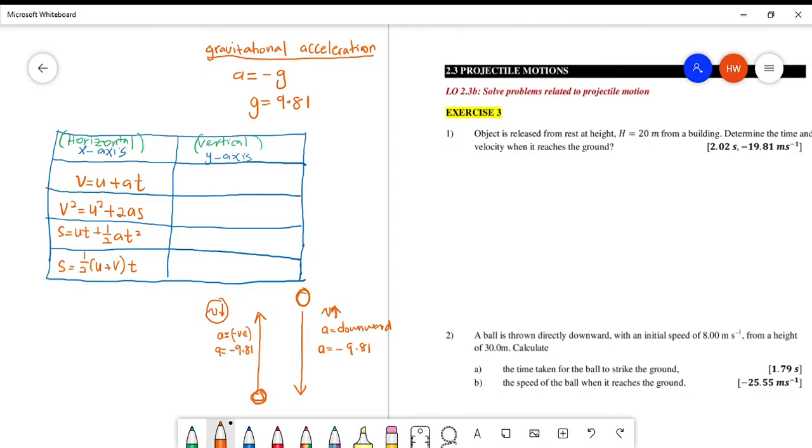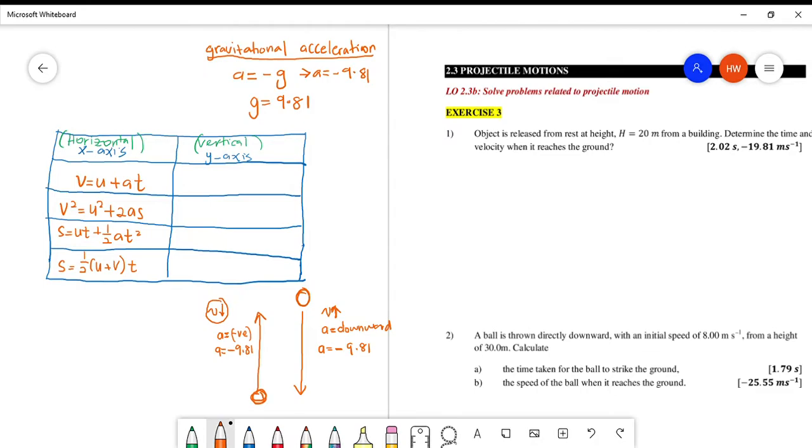The first one is because the velocity is decreasing. Walaupun direction upward, tapi velocity decreasing, therefore we have to put the negative sign. But for this one, walaupun velocity increase, bila increase maksudnya dia accelerate, tapi kita kena letak negatif juga sebab direction dia adalah downward. So for both cases, upward or downward, acceleration always negative 9.81.